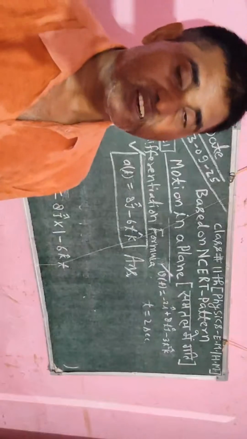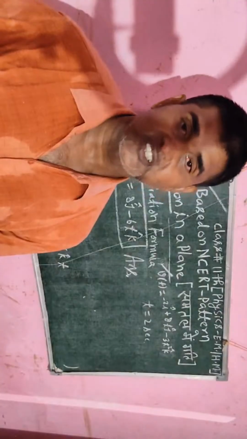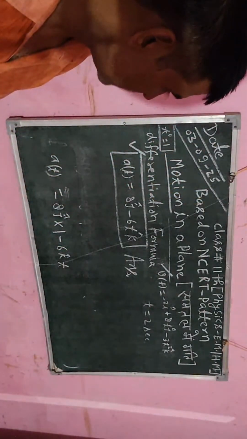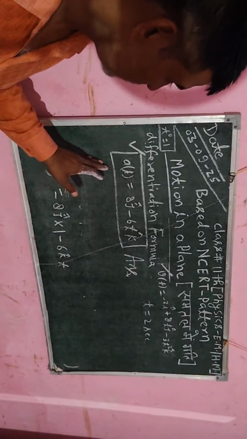That is calculated in the linear system, but in the CGS system I will say centimeter per second square. Okay, so the acceleration value I have got here.